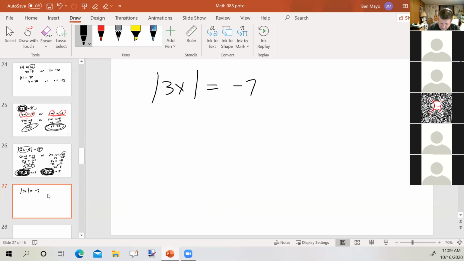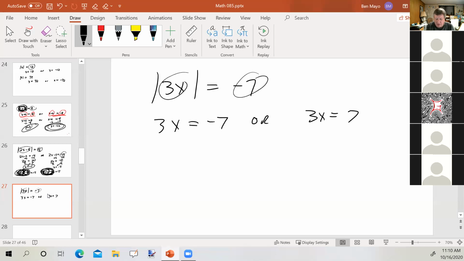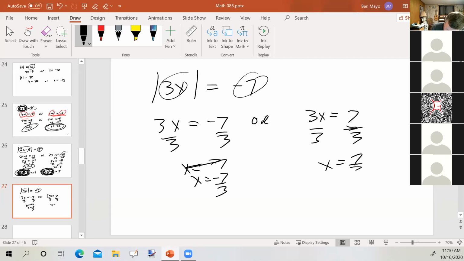So what should we do here? 3x equals 7, or... I'm going to start with what's out there and then the opposite. Follow what I'm saying? In other words, what's inside equals what's outside, or it equals the opposite of what's outside. That's why I wrote the negative first this time, because that's what was outside. All right, so here we divide both sides by 3. x equals -7/3. Here we divide both sides by 3, x equals 7/3.